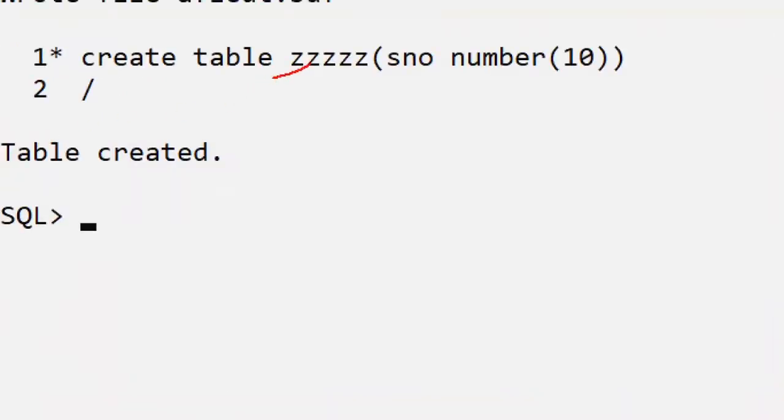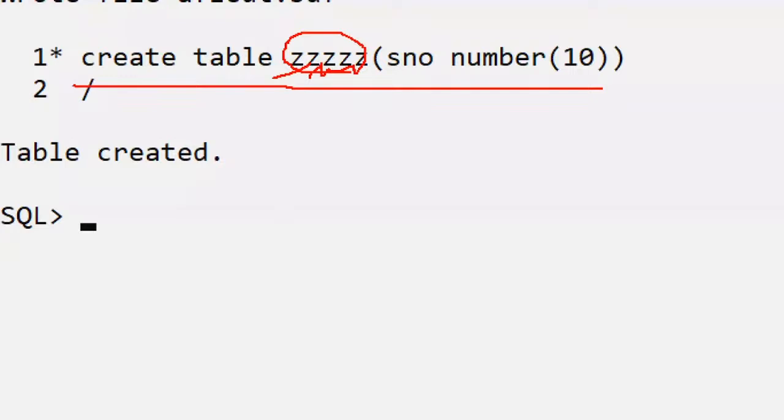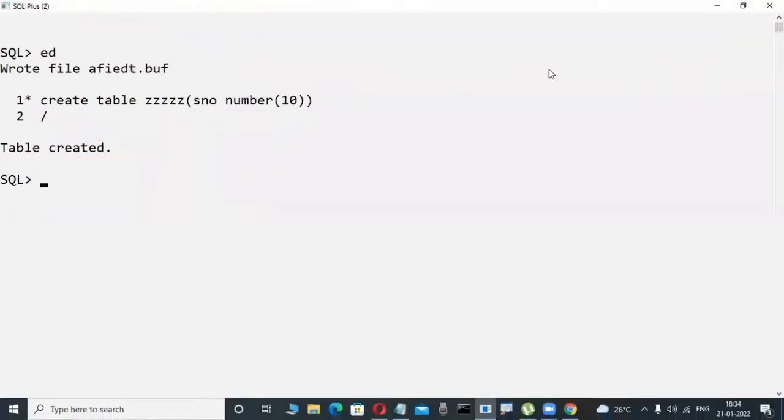Slowly observe it here. Z is the name I am giving. Okay, fine. The table I'm creating is only in my Oracle database or SQL Server database or MySQL database. I'm creating a table. Okay, fine, the table is created. Slowly observe it here. This table is created.